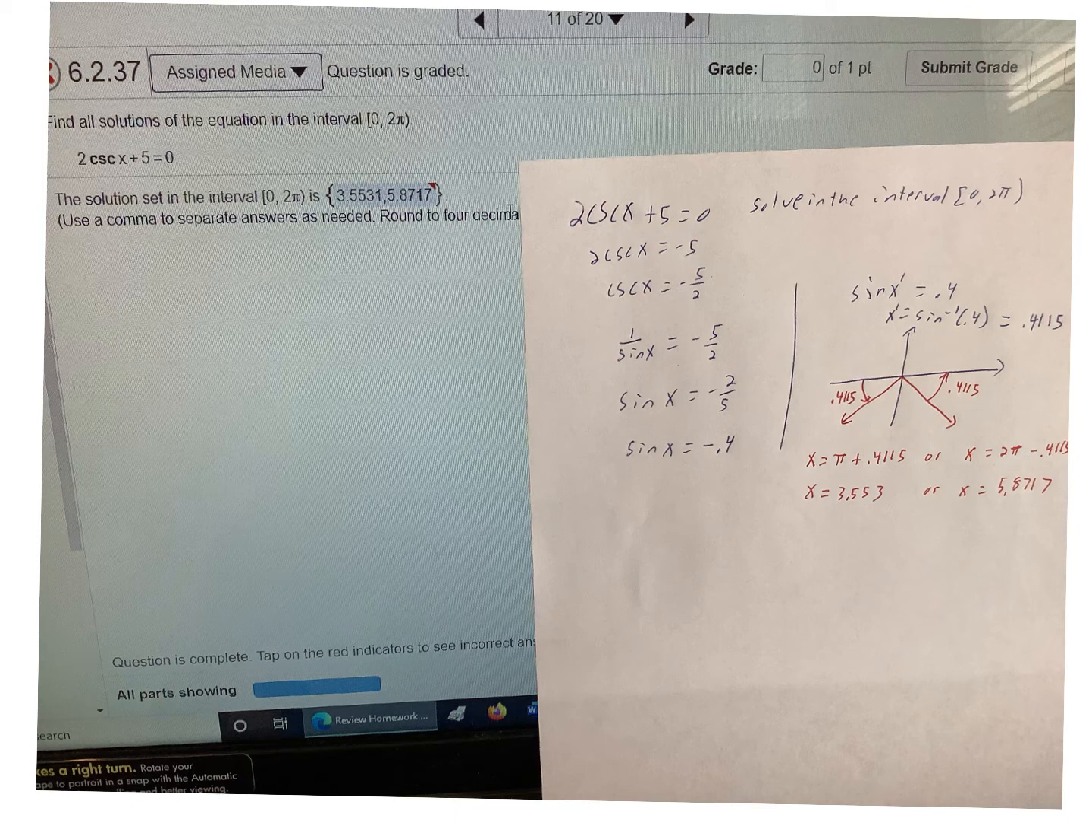In this interval, the sine is negative in quadrant 3 and 4. So the reference angle is 0.4115 in each case. I didn't draw it in here, but x would be, starting at 0 and going around, pi plus that value. And then this one here would be 2 pi minus that value. So I'll put that in the calculator and I get these two answers here.